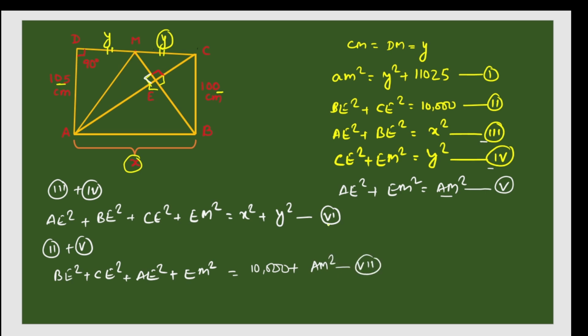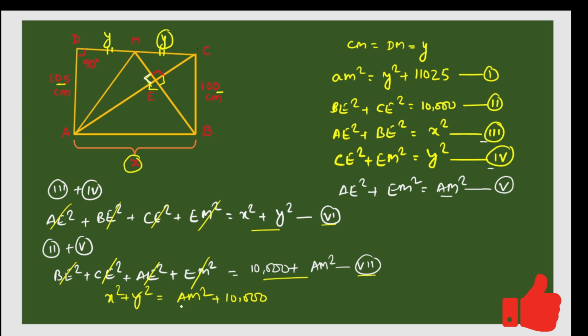Now next step, we'll compare equation 6 and equation 7. The left hand side of equations 6 and 7: here it is AE square, here also AE square; BE square, here also BE square; CE square, here C square; and EM square is EM square. Now the left hand sides of equation 6 and 7 are equal, so we can equate the right hand sides also. So the right hand side of equation 6, X square plus Y square, will be equal to the right hand side of equation 7, that is AM square plus 10,000, right?